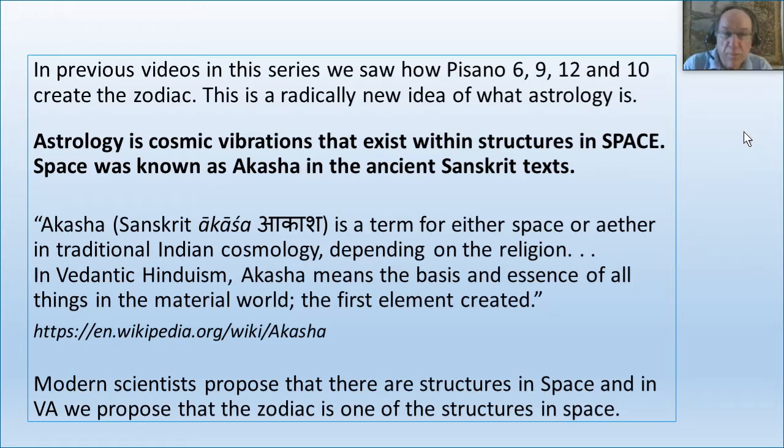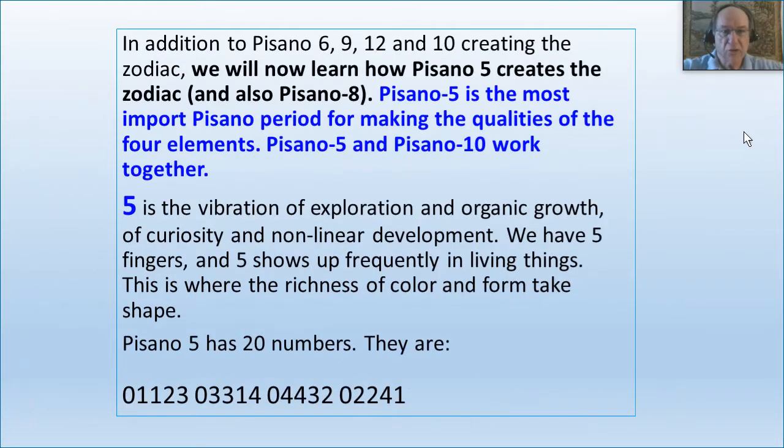And what we're proposing here in vibrational astrology is that one of those structures in space is the zodiac. And the zodiac is created out of these vibrations. And what we're going to learn in this video is the importance of Pisano 5. So we learned about Pisano 6, 9, 12, and 10. Now we learn about 5.